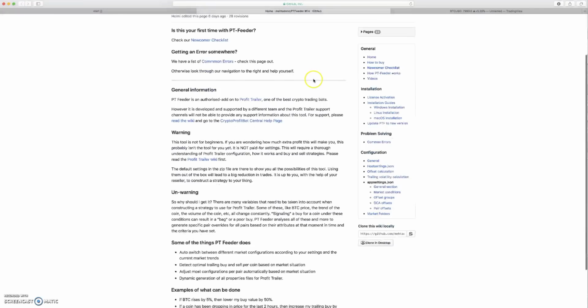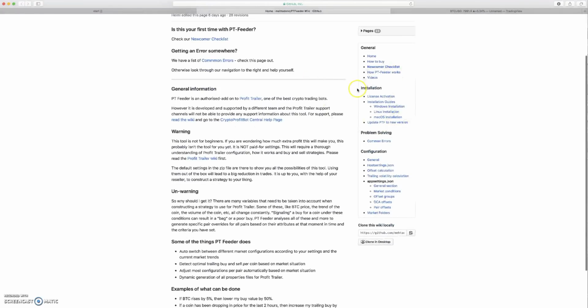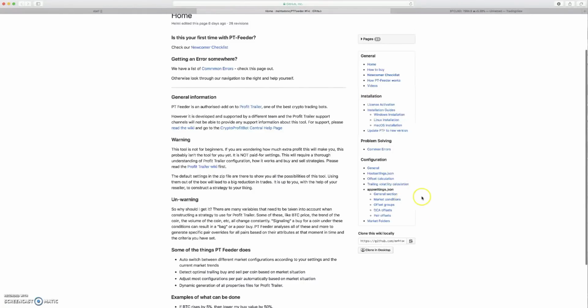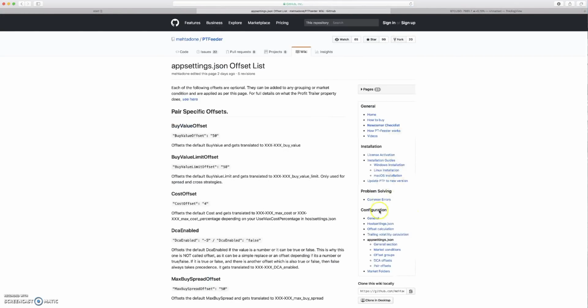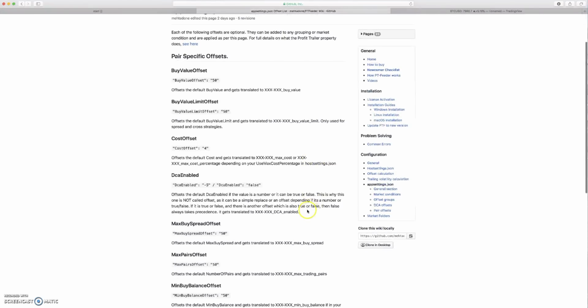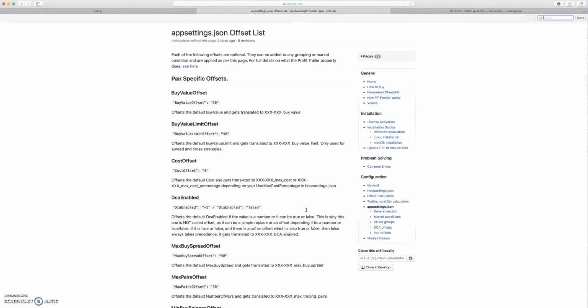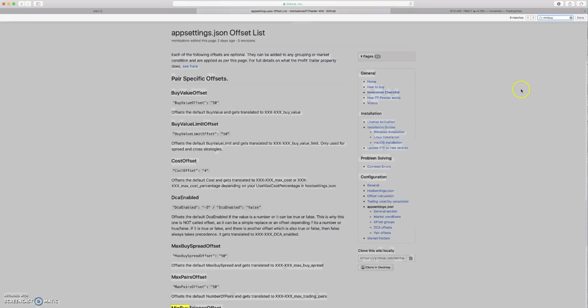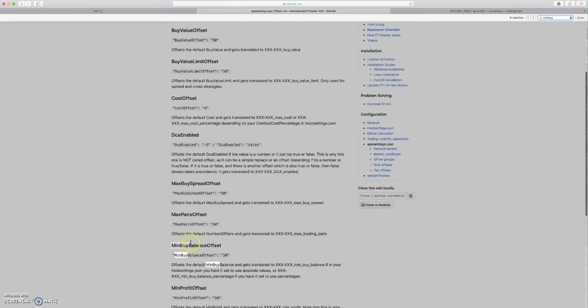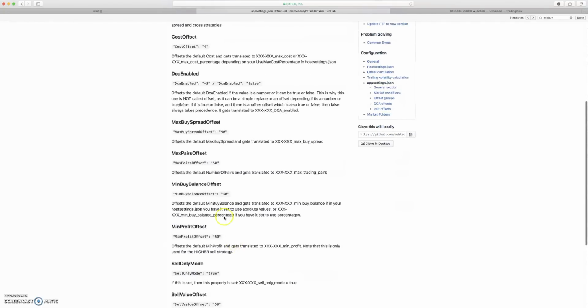And the same goes for Feeder. If you have Feeder, you can go here, and if you want to know something about how PT Feeder works, you can go into the pairs offsets and go to any of these links here. It'll explain. All you have to do is click here, Control F, and search min buy. It will highlight wherever it says min buy on the page, and it will give you an explanation of what that line of code means.